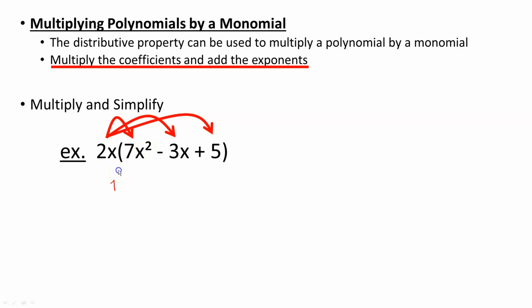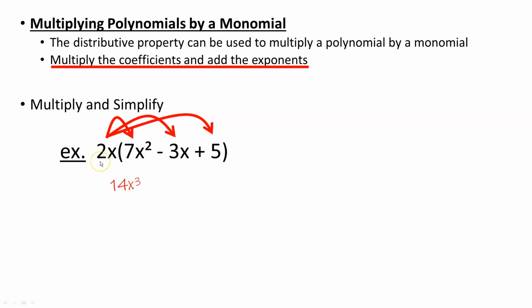Okay? So, 2x times 7x squared, 2 times 7 is 14. x to the 1 times x to the 2 gives us x to the 3, or x to the 3rd power, or x cubed. Not 3x. That's 3 times x, and it's totally different.